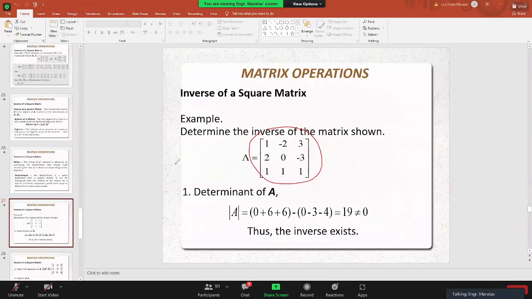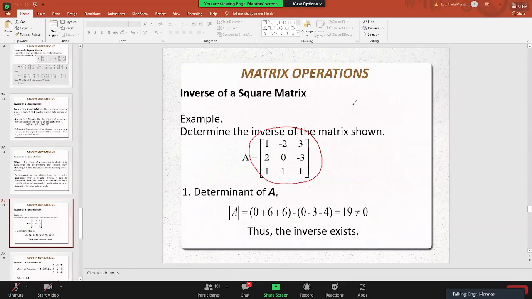Okay, but of course we have to learn how to get it using the manual method, no? So for me that's the best way. You have to learn how to crawl before you walk, no? So in this problem, you are required to find the inverse of this matrix A.